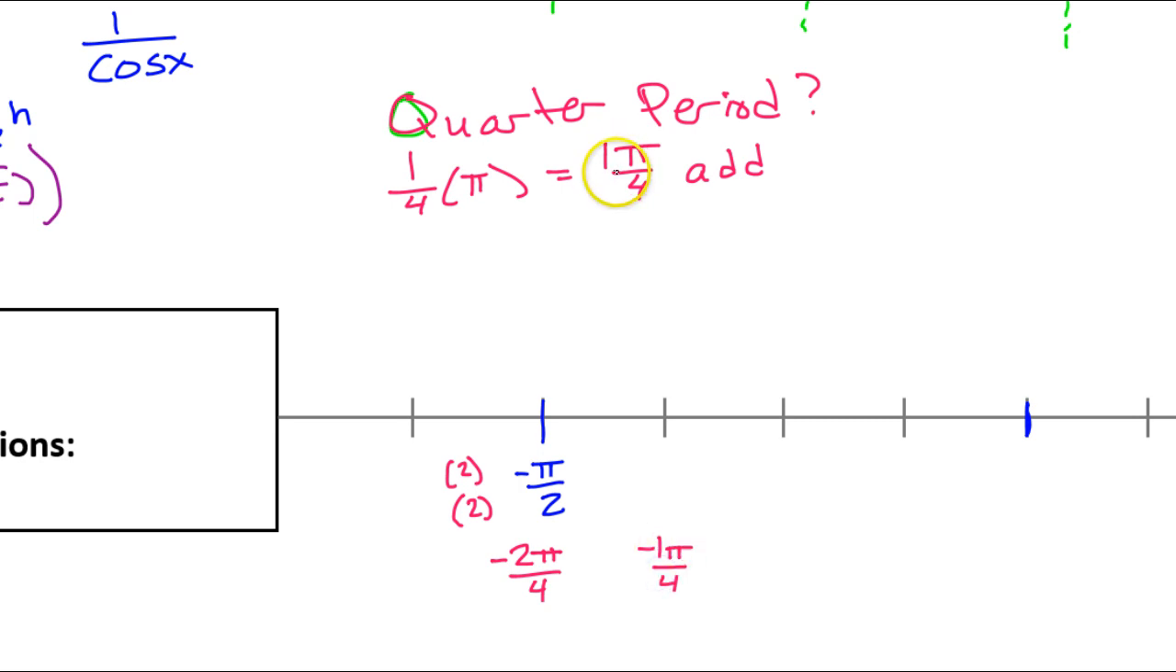If I add 1 and negative 1, I get 0. So this next one I'm just going to have 0. If I add pi over 4 again, I'm going to have 1 pi over 4. If I add 1 pi over 4 again, I'm going to have 2 pi over 4.